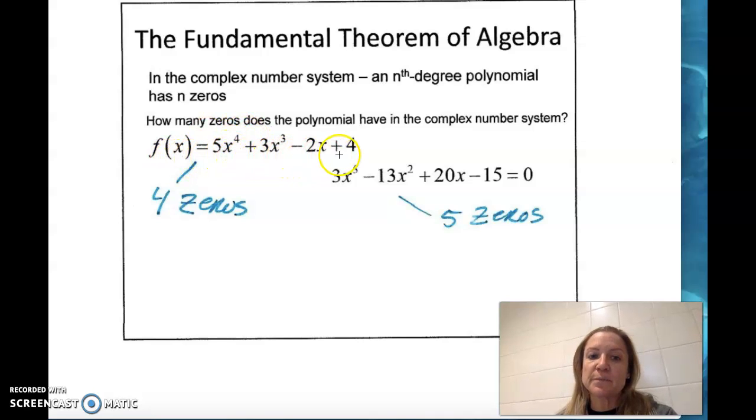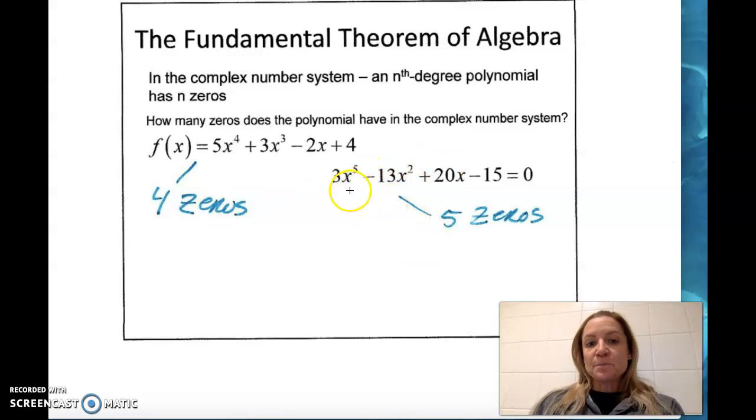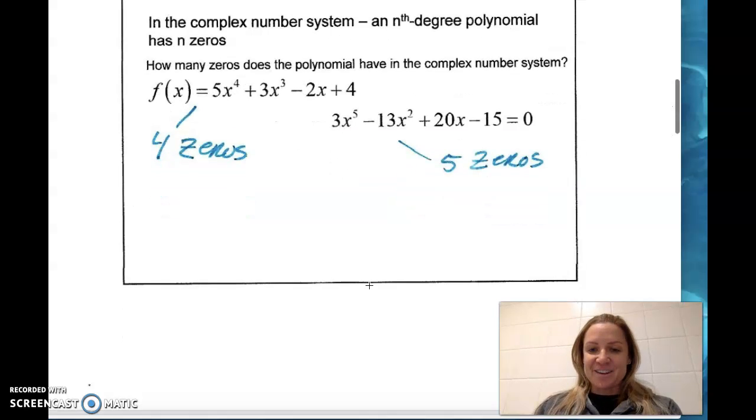So in this function right here, we have 5x to the fourth, and it's in standard form. So the largest exponent is 4. That means there's going to be 4 solutions or 4 zeros. Some of them are real, some of them are imaginary. Okay? For this one right here, the largest exponent, and it's already in standard form, is 5. That means there are going to be 5 zeros. Some of them are real, some of them are imaginary.